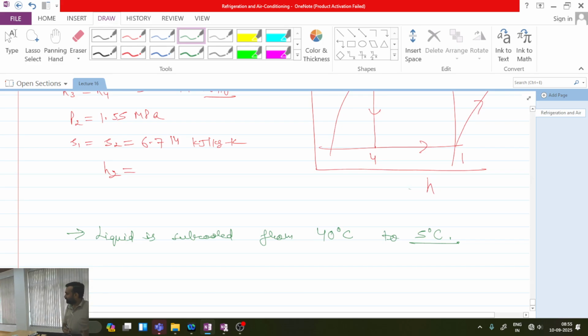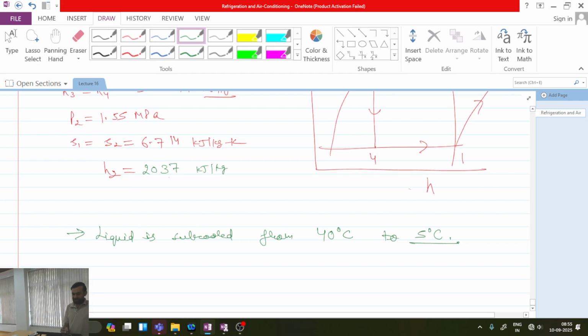Have you calculated H2? Did you perform the final interpolation? You have to be quick. If you take more than 5 minutes in just calculating one state property, then how will you be able to do 5 to 7 questions in 3 hours? So close to 2037. Okay, H2 final value: 2037 kilojoule per kg.